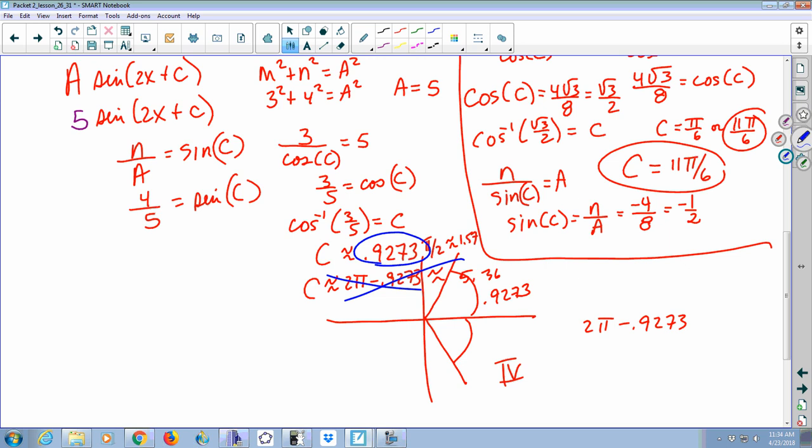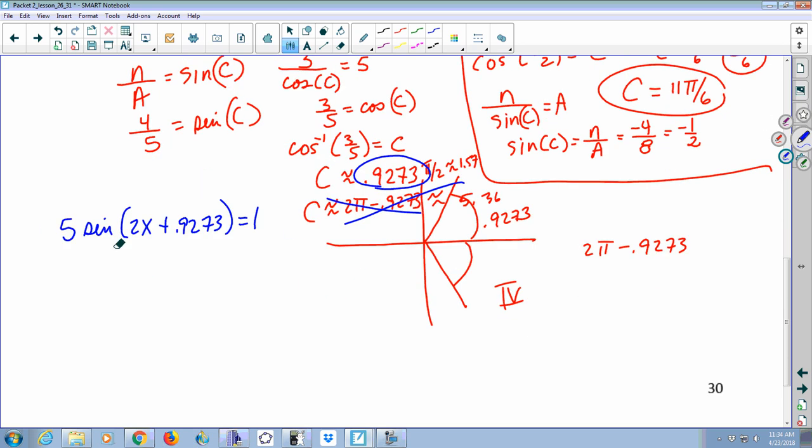All right, now you have the left side of your equation: 5 sine of 2x plus 0.9273 is equal to 1. And this is lesson 28. This is why we did lesson 28. Lesson 28 taught us how to solve these equations. We'll just get started, and then I think you can do it on your own.